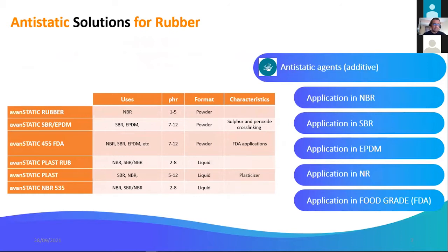In this slide, we are going to review different additives from Avanzare. Avanstatic Rubber is one of our additives. It's a powder. The dosage is between 1 to 5 PHR. And this product is only available in Europe.